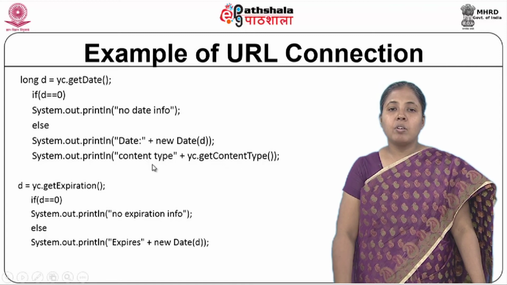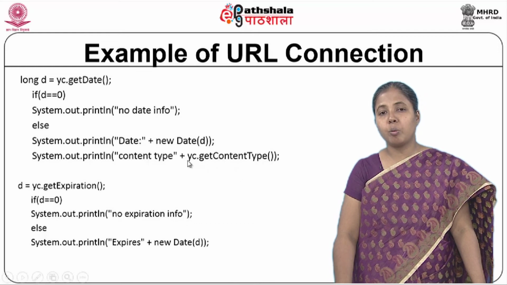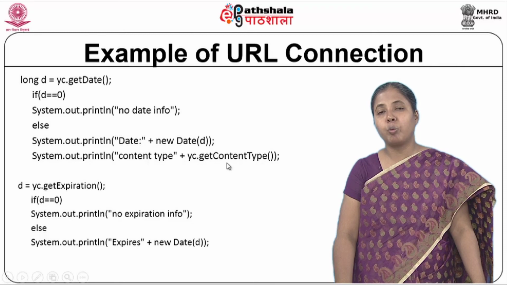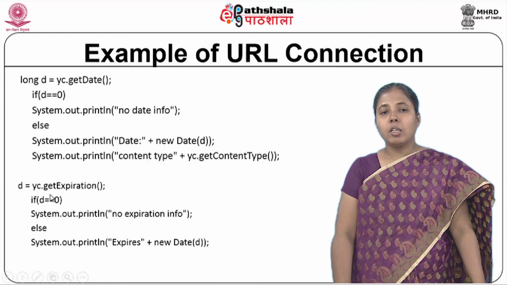Now, it also prints the content type. You can print the content type using the method called getContentType. So, the URLConnection object yc.getContentType would print the MIME type of the content. And the third method we are testing is getExpiration of the URL page, the web page.